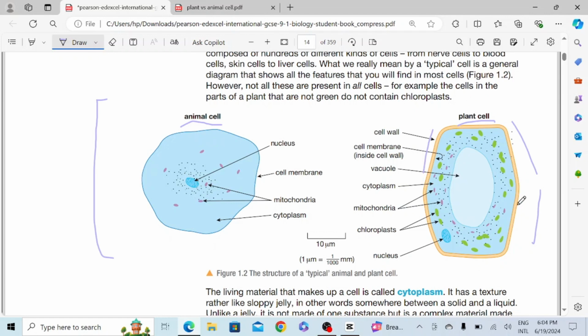They have fixed shapes, plant cells, but animal cells do not have a fixed shape. And nucleus, you have to see that both animal cells and plant cells have a nucleus. The animal cells have the nucleus generally in the center, but the plant cells have it at the side.